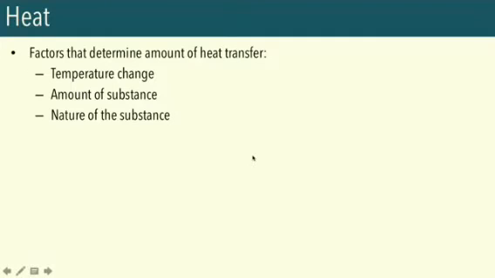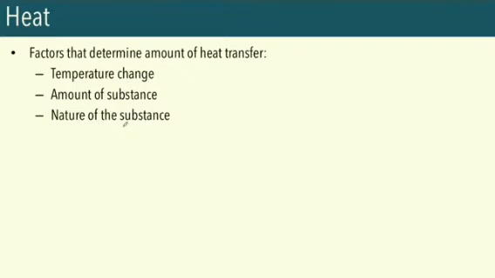So how do we determine the amount of heat transfer? These are the major factors that determine the amount of heat transfer. One, if there is a greater temperature change, there's usually a greater amount of heat involved, and the amount of substance and the nature of substance will also matter.